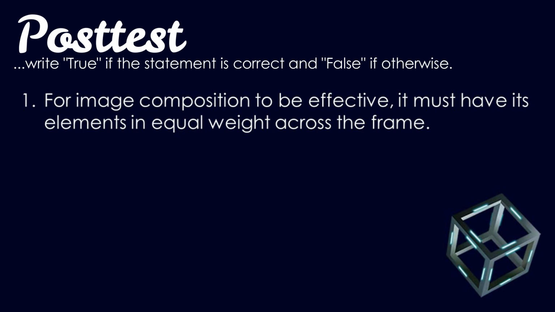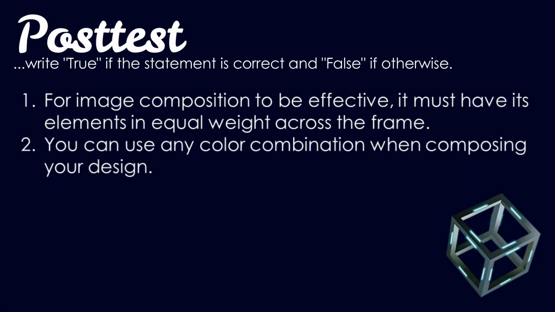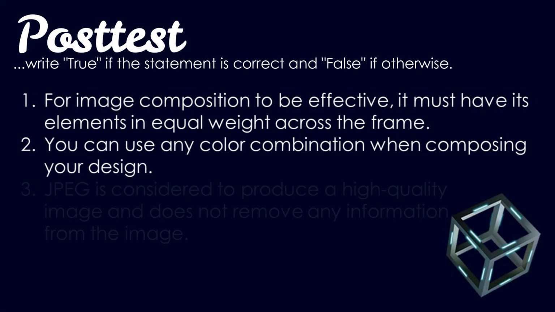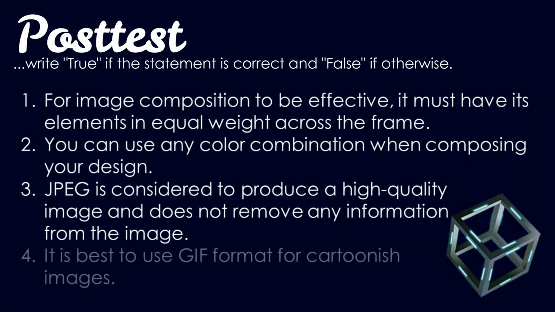For image composition to be effective, it must have its elements in equal weight across the frame. Number 2. You can use any color combination when composing your design. Number 3. JPEG is considered to produce a high-quality image and does not remove any information from the image.